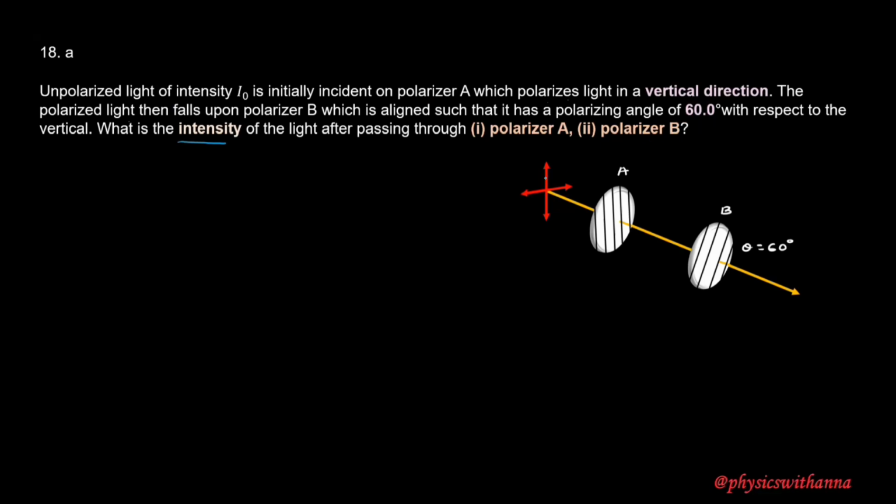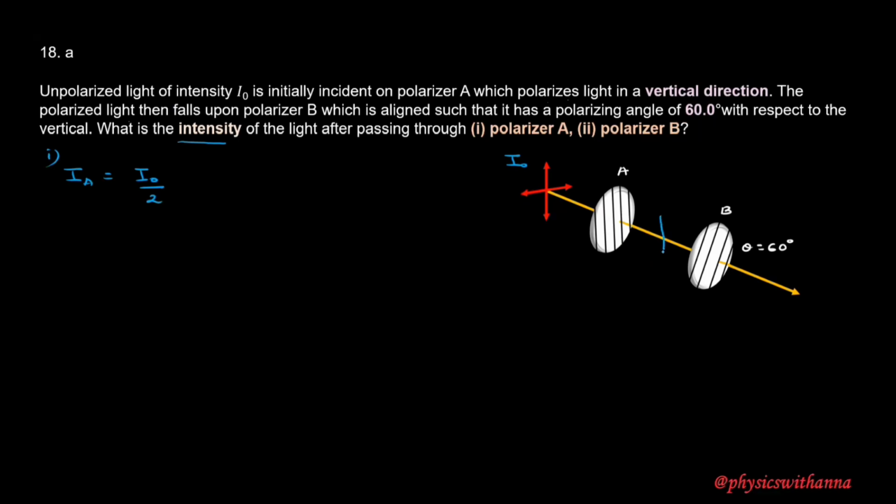So here you have an unpolarized light that has intensity I naught, and it first passes through polarizer A, which is aligned vertically. So when the light passes through this polarizer, only the vibrations which are parallel to the vertical axis will pass through, and all of the horizontal vibrations will be blocked. So light intensity coming out of polarizer A, which we can write as IA, will be half of the original value because all of the horizontal vibrations are blocked and only vertically aligned vibrations can pass through. So the intensity becomes half.